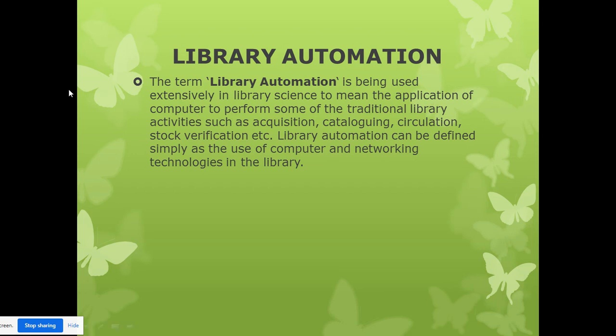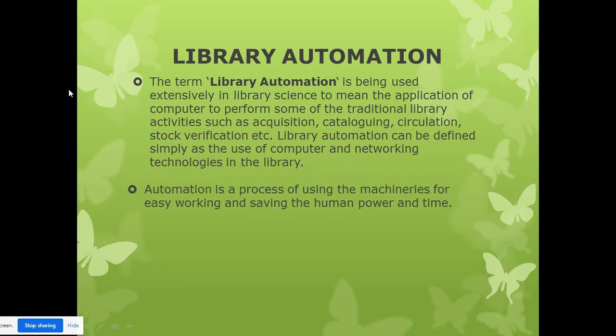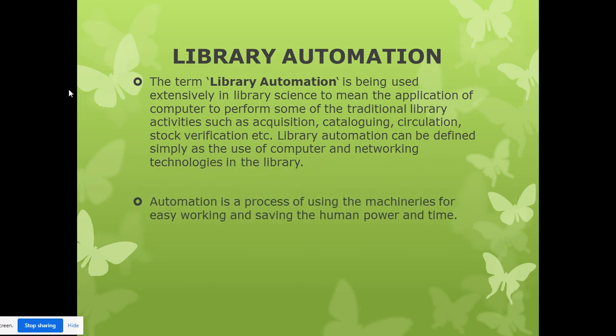Okay, in other words, library automation is a process of using machineries for easy working and saving human power and time. Automation is a process of using machines. Means we are using machines for what? We are using machines for libraries for what? For easy working, and also saving the time.